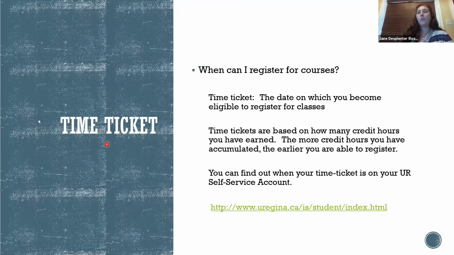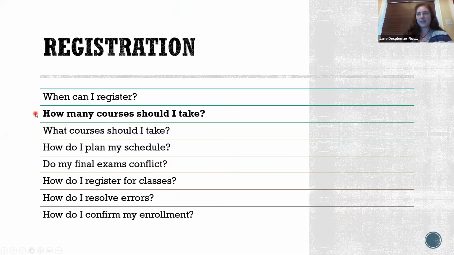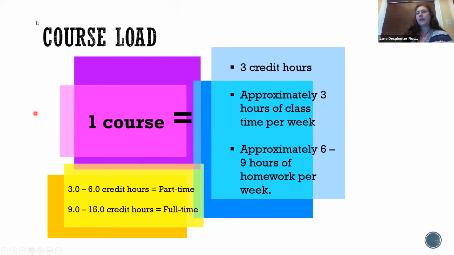All right, how many courses should I take? That's another question I get all the time. Now, Kayla mentioned this a little bit earlier, but I'm just going to review it again. For every one course that you take, we're looking at 3 credit hours. Now, what that means essentially is that you're going to be in your lectures or in classroom time for about 3 hours per week, which does not sound like a lot. But for every hour that you're in class, you can expect about 3 hours worth of homework.